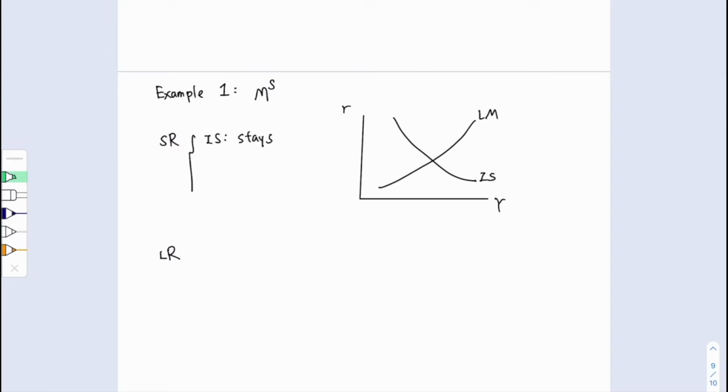However, the quantity of money supply increases. When the quantity of money supply increases, it will cause the R to fall. Therefore, it causes a right shift of the LM curve. So that is what happens in the short run: the LM curve shifts to the right.